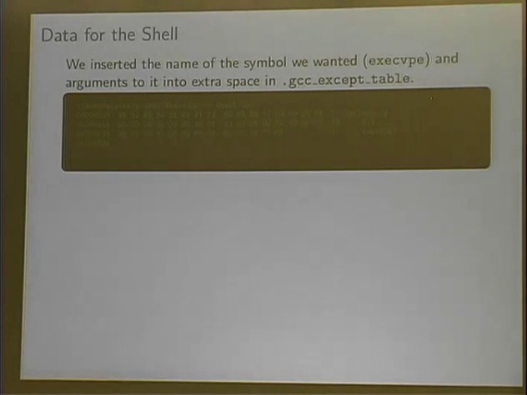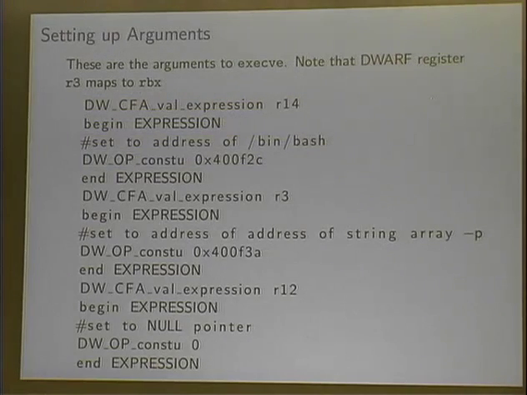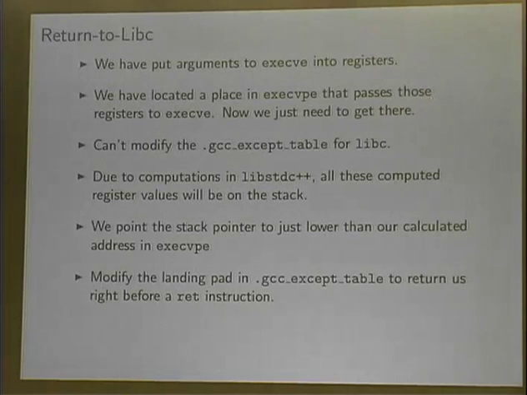So you see we've got a shell, an argument to the shell, and the name of the symbol that we're looking for. In fact, we could probably do strong crypto, right? Ew. What would we use for the key? So we set up the arguments for execve in the registers we talked about: R14, R12, and RBX, which is R3 in the dwarf register numbering. So we have all the arguments to execve in the registers. We've located where in execvpe we want to jump into, and now we have to get there.